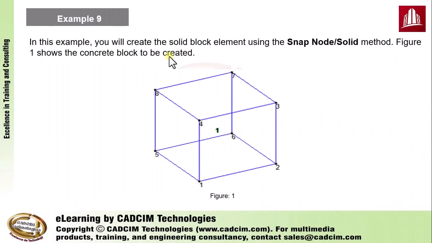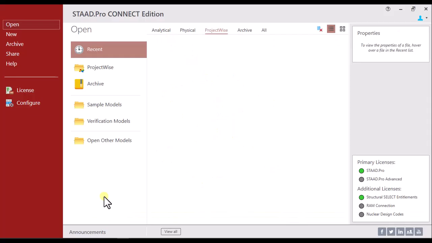Hello everyone. In this example, you will create the solid block element using the snap node solid method. Figure 1 shows the concrete block to be created. To do so, first open the software. After opening the software, the interface will look like this.